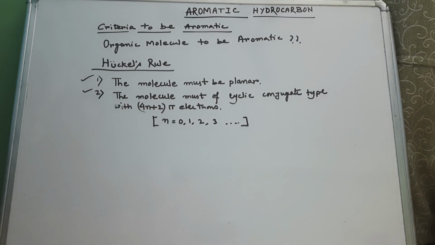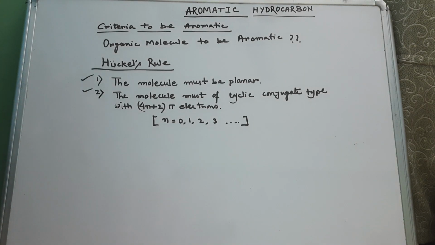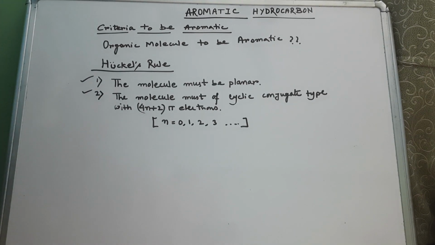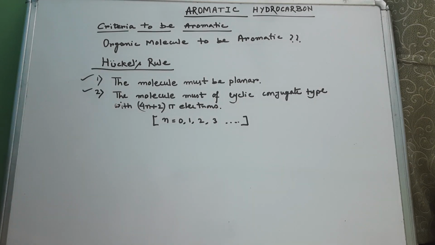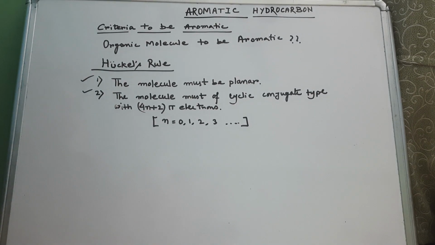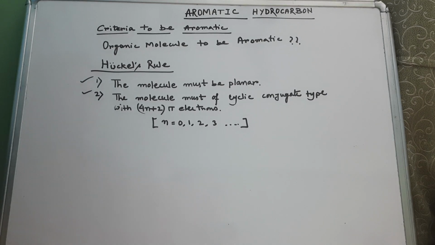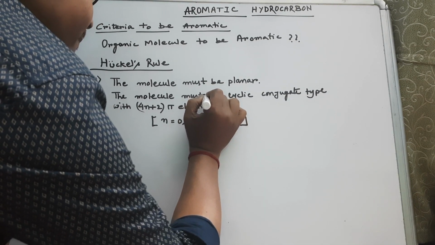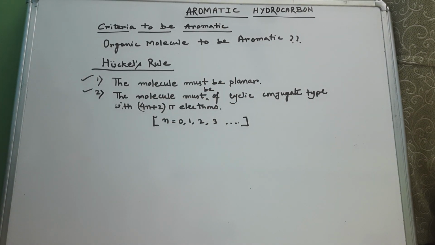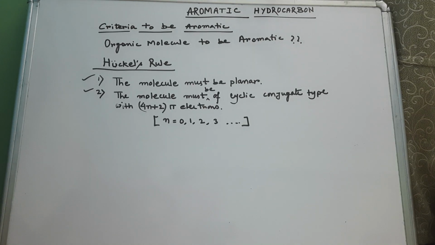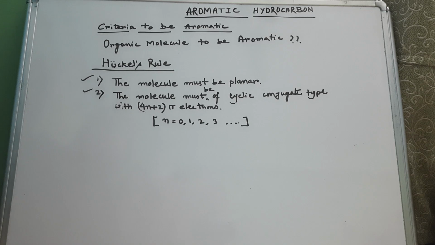If any one of these rules is violated, then the molecule must not be aromatic. So for an organic molecule to be aromatic, the molecule must possess the two criteria. First, the molecule must be planar. Next, the molecule must be of cyclic conjugate type with 4n plus 2 pi electrons. Okay, my dear student, you can write these two norms on your copies. This is Huckel's rule.